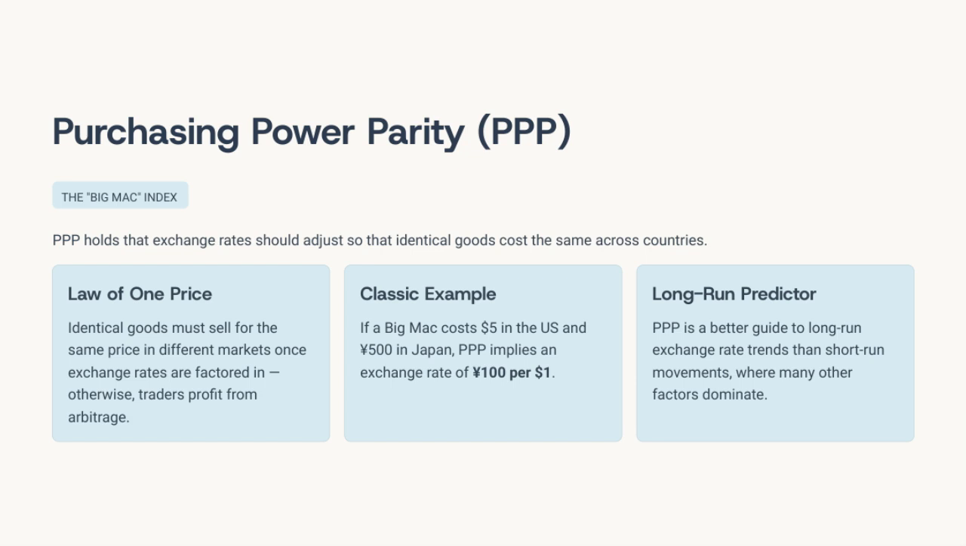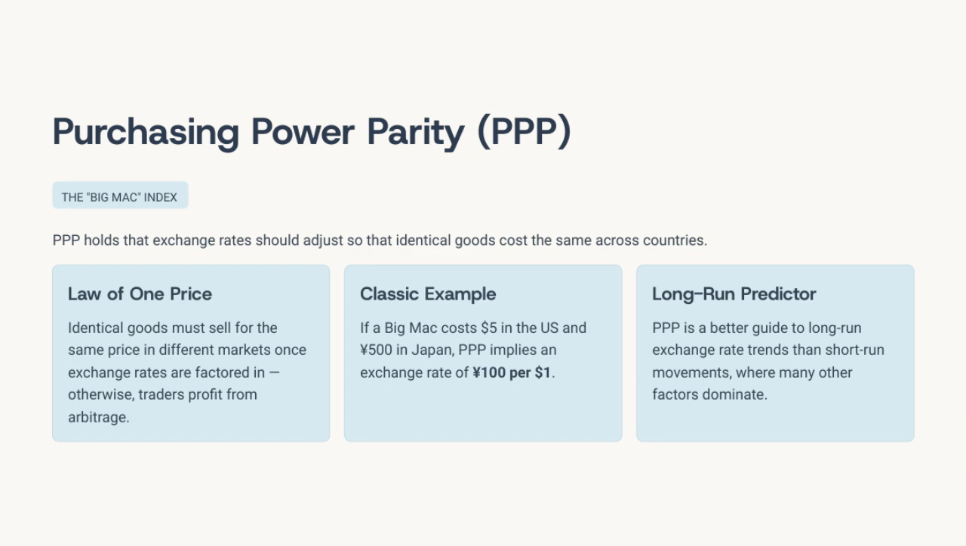This idea is rooted in the law of one price, which states that identical goods should sell for the same price when prices are expressed in a common currency, after adjusting for the exchange rate. So, if the prices aren't aligned, currency values will adjust over time to restore that parity. That's where the Big Mac Index comes in as a practical and accessible way to gauge whether currencies are overvalued or undervalued, based on the price of a Big Mac in different countries.